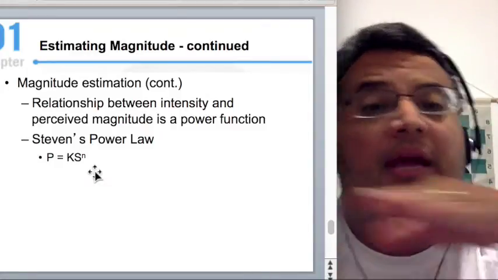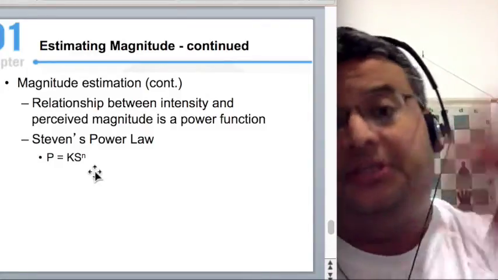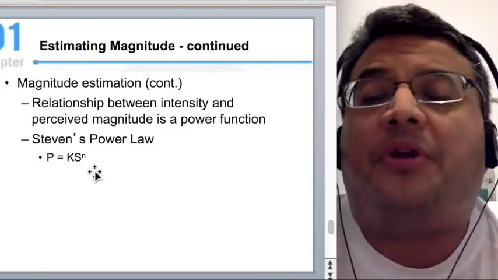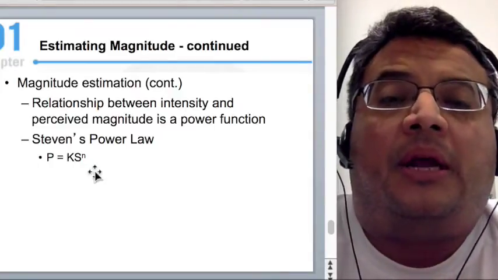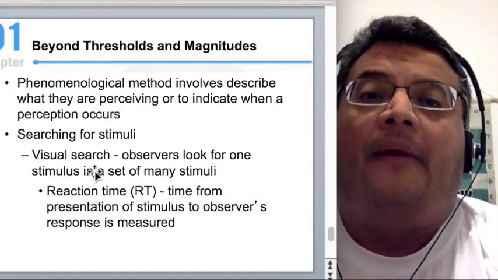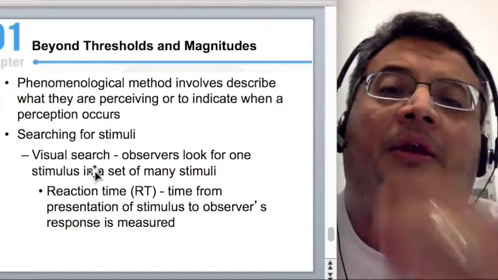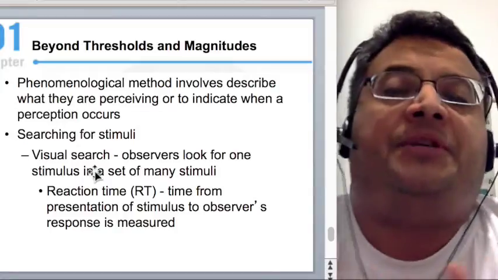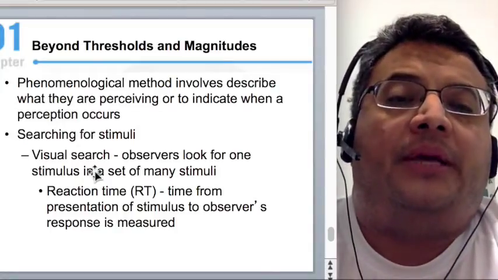And the greater the n, the faster the expansion is going to be. Okay, so it's a pretty cool little rule that holds across a lot of different species and a lot of different stimuli.